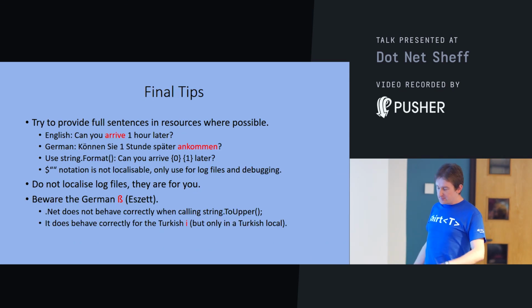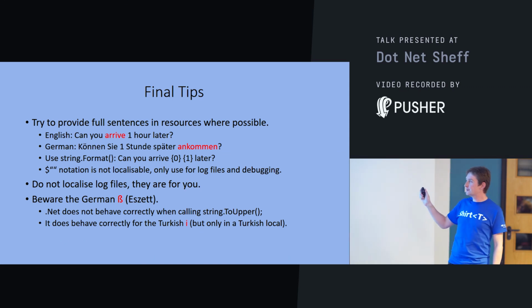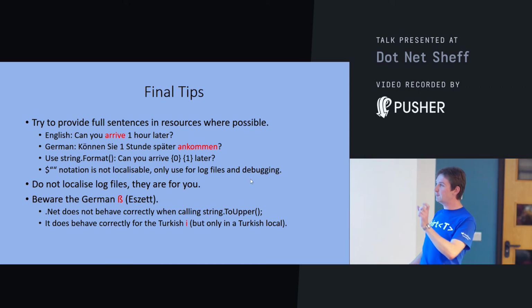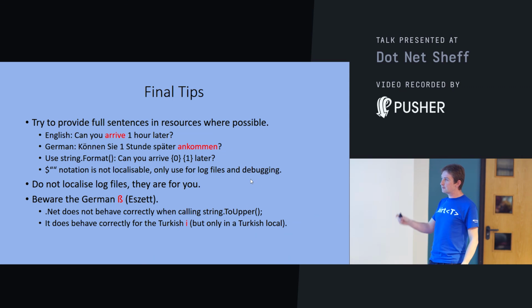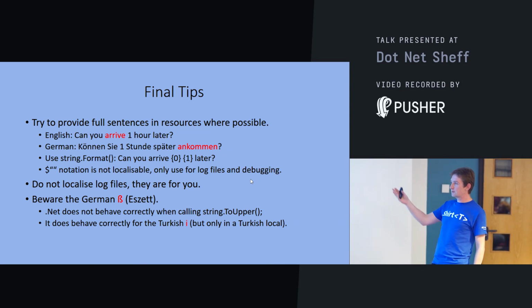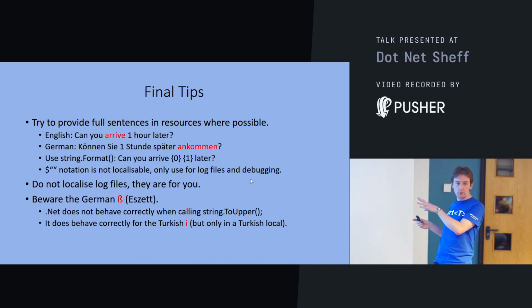Some final tips, because I think the pizza's going to be arriving soon. Try to provide full sentences in your resources where possible. If you provide the first part of that, put your variable in and then provide the second string on a separate line, the translator can't really work with that. They can't provide a good translation. If you provide the whole sentence and insert the variables in the middle, they can ignore those and shift the sentence around it.